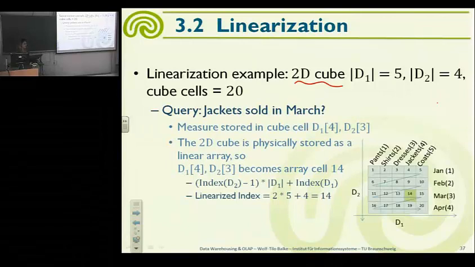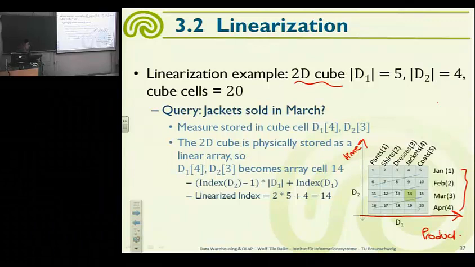And here is a simple example of a 2D cube. So we're only talking about 2 dimensions here. Basically we have here the product dimension. So we're selling pants, shirts, dresses, jackets, and coats. And over here we have the time dimension, and in the time dimension we only have 4 months. So apparently we're a new company.